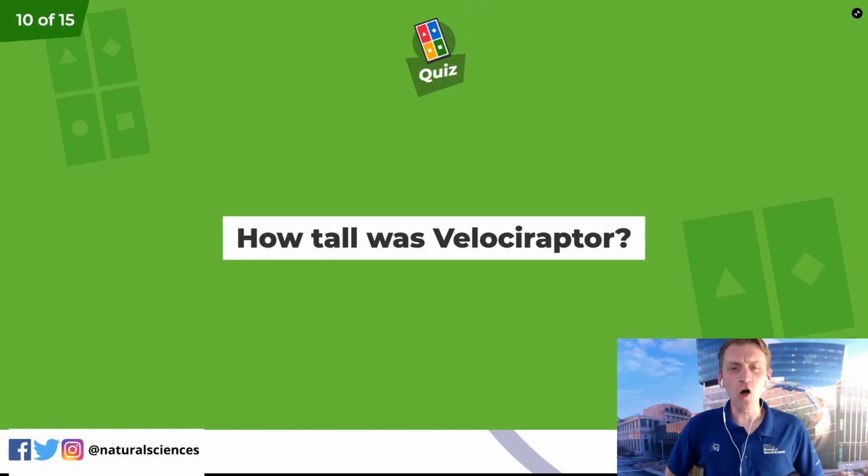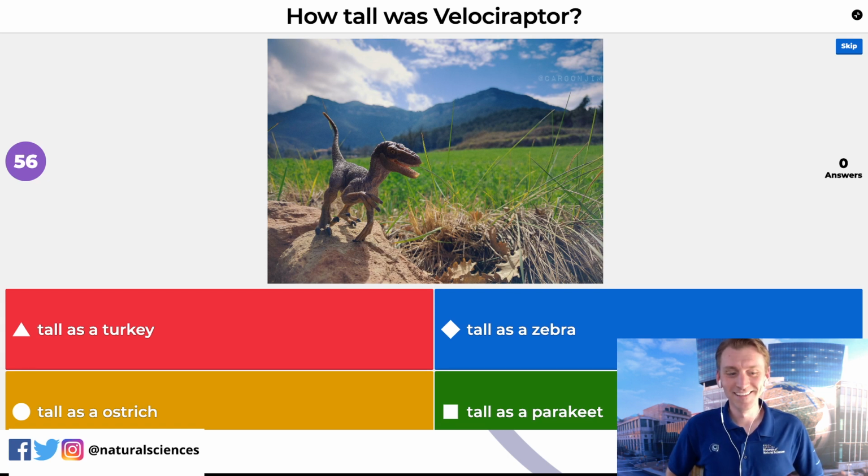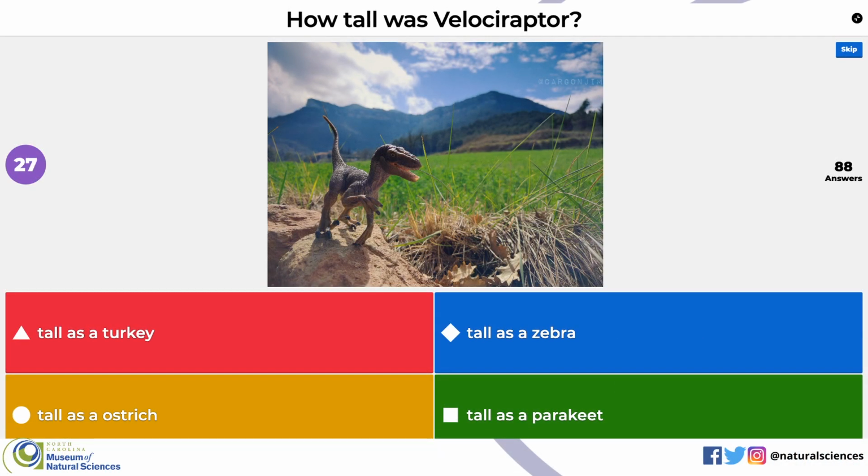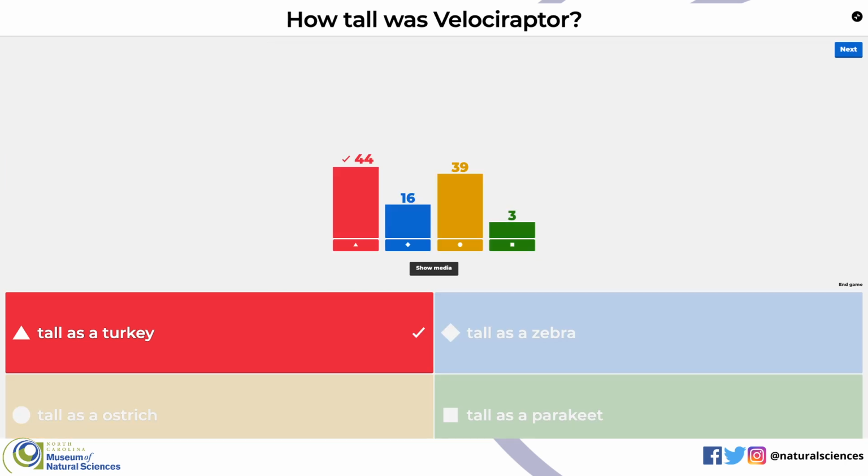Question 10. How tall was Velociraptor? Was Velociraptor as tall as a turkey? Was Velociraptor as tall as a zebra? What about as tall as an ostrich? Or was Velociraptor only as tall as a parakeet? 40 seconds. How tall do you think Velociraptor was? Ten seconds. Ooh, okay. How tall was Velociraptor?